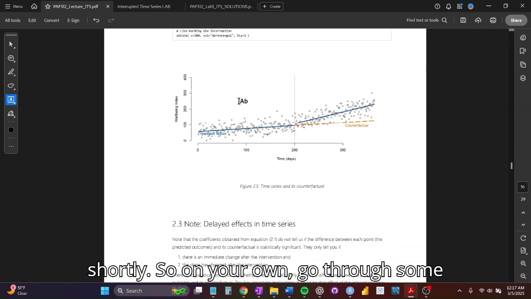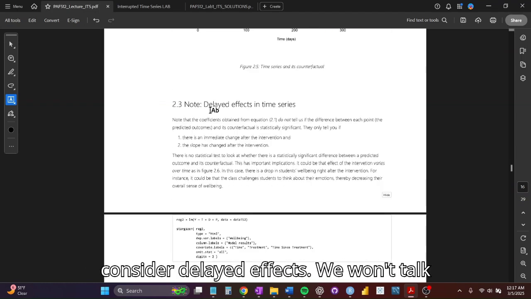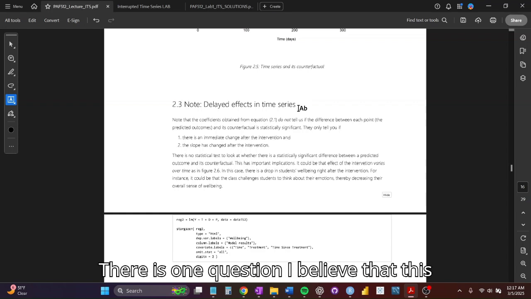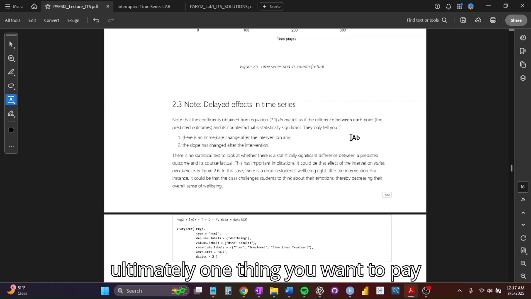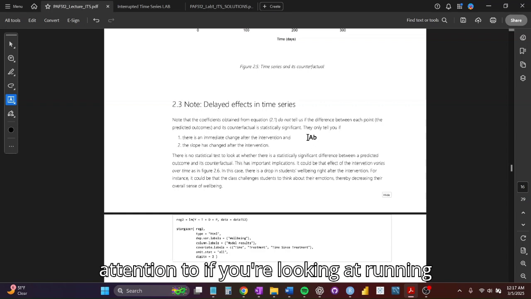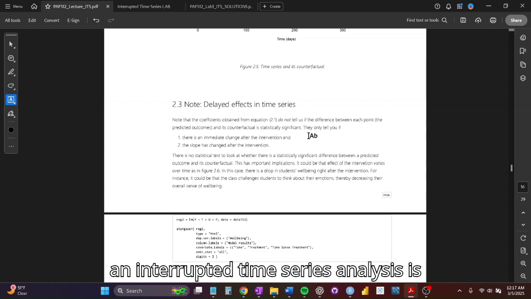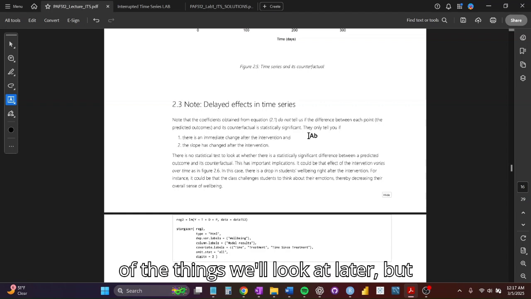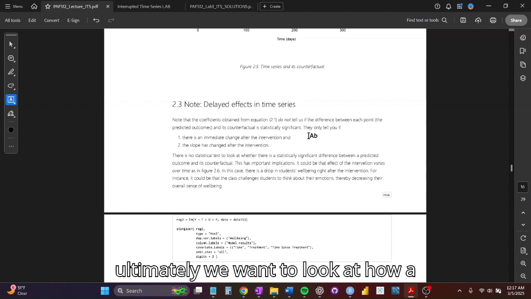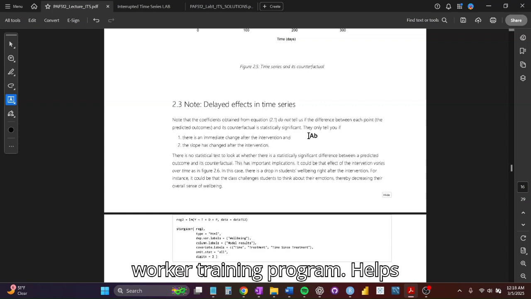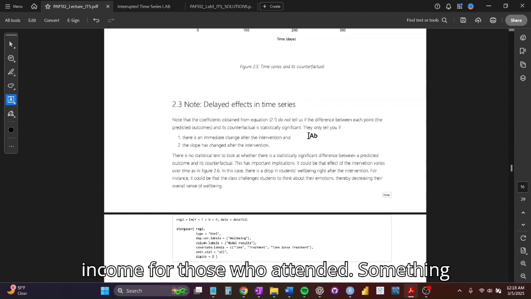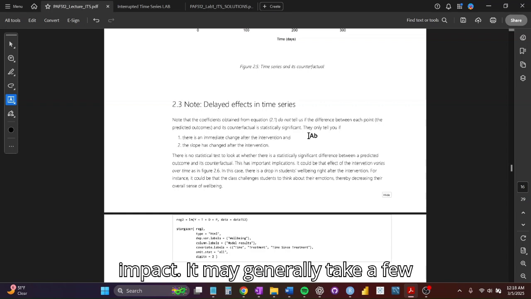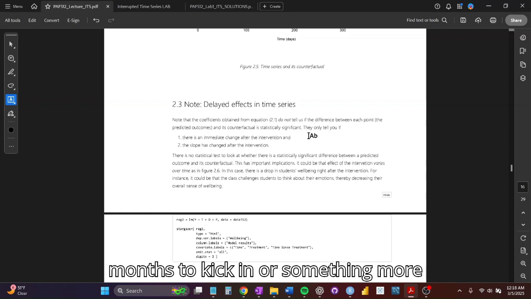So on your own, go through some of these. There's even some things to consider, delayed effects. We won't talk about those necessarily in the lab. There is one question, I believe, that this may have something to do with. But ultimately, one thing you want to pay attention to if you're looking at running an interrupted time series analysis is the context of the intervention. I think it's actually one of the things we'll look at later. But ultimately, we want to look at how a worker training program helps income for those who attend it. Something like that may not have an immediate impact. It may generally take a few months to kick in, or something more familiar to myself.